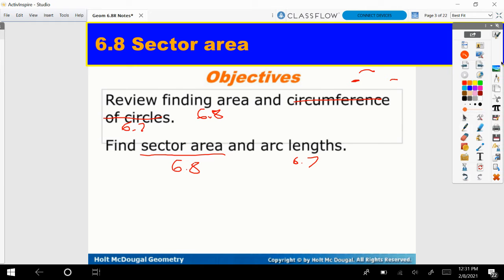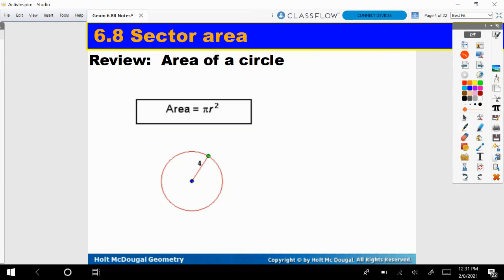First let's take a look at calculating the area of a circle. Here's our classic formula. This is something I know you've done before, probably several times, but it's pi times the radius to the power of 2. If we have a circle that has a radius of 4, calculate the area, we would simply plug all that into our formula.